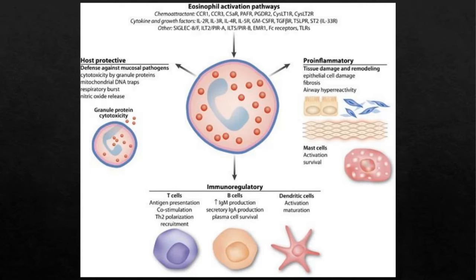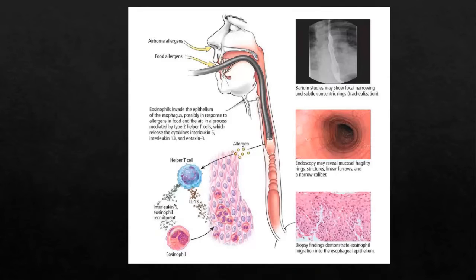So what is an eosinophil? It's a type of white blood cell, and they help defend against mucosal pathogens. They are pro-inflammatory, so they help respond to tissue damage and tissue remodeling. They also regulate other immune cells, such as B, T, and dendritic cells. So they do a lot of great things. However, when it comes to EOE, they become a problem.